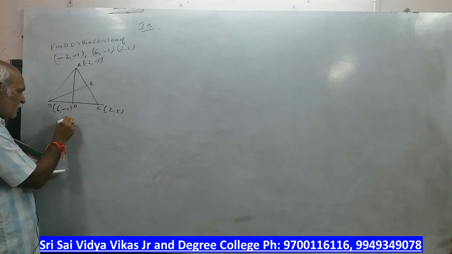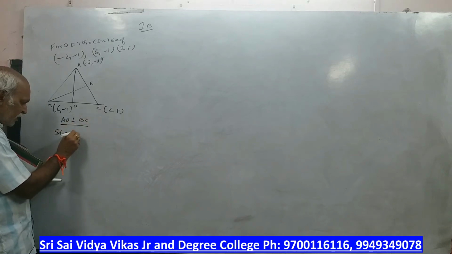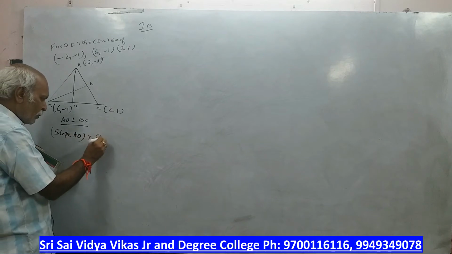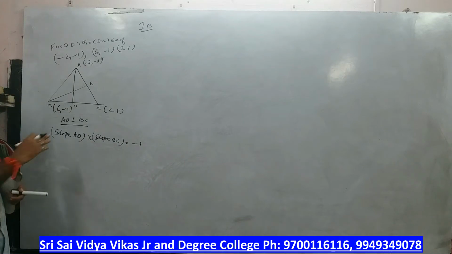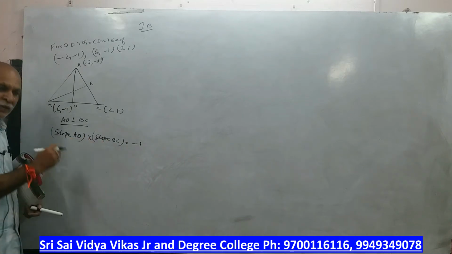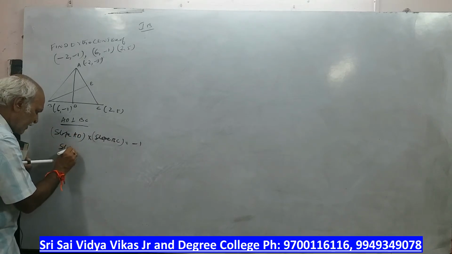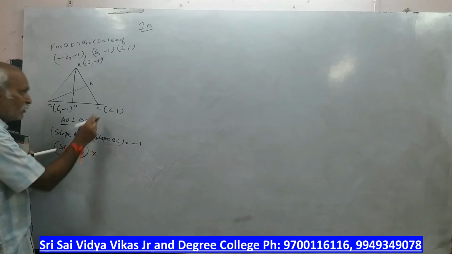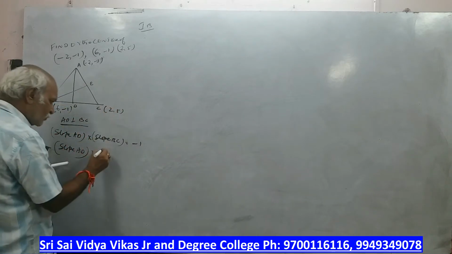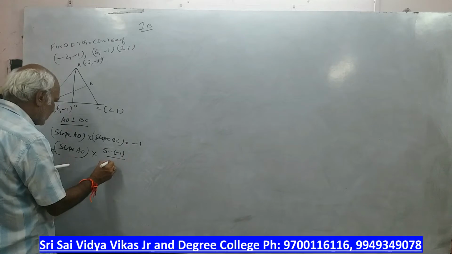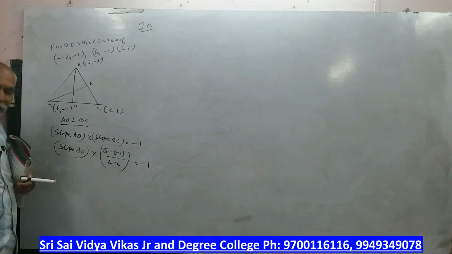Now AD is perpendicular to BC, which means slope of AD into slope of BC is equal to -1. Perpendicular means slope M1 into M2 is equal to -1. We do not know the slope of AD, but we know the slope of BC. How to find the BC slope, sir? (y2 minus y1) by (x2 minus x1), so (5 minus of -1) by (2 minus 6).